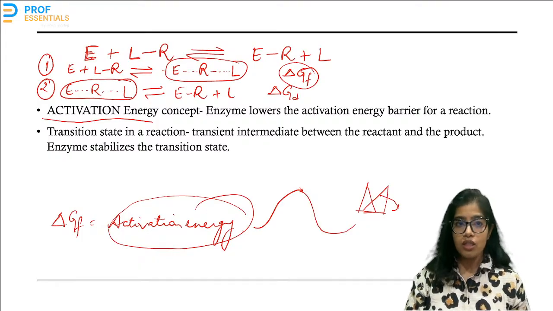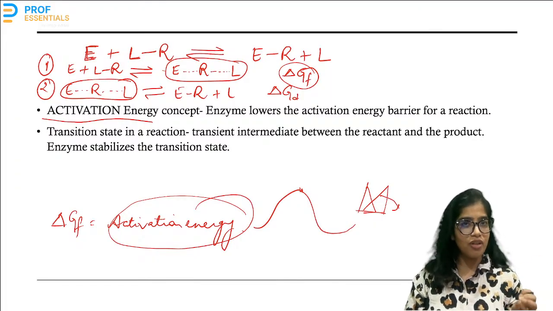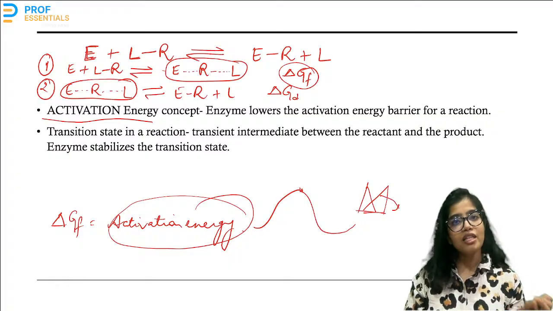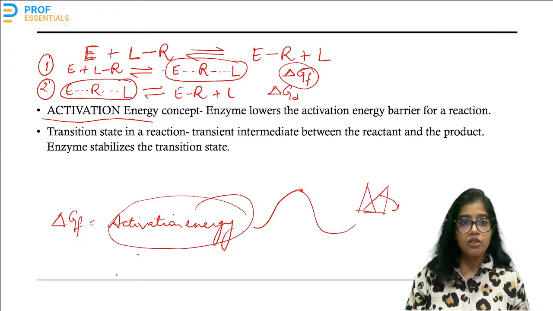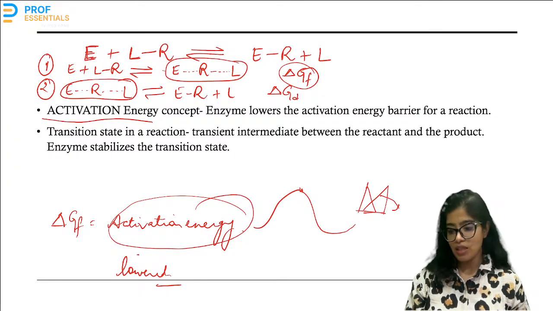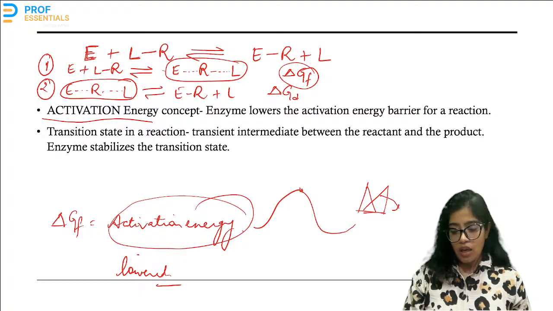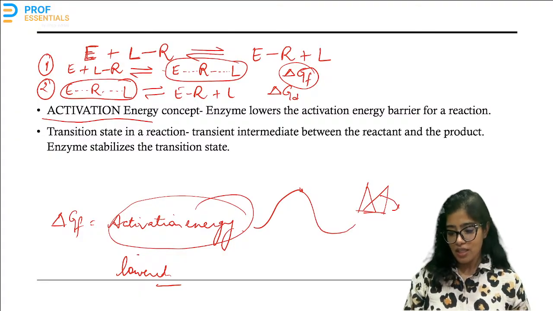Now, what is the function of an enzyme in a reaction? Every reaction is going to have some kind of activation energy. The function of an enzyme is that it lowers the activation energy threshold for a reaction. That means the amount of energy required for a reaction to proceed is lessened by the introduction of an enzyme in the system. Understood? This is in general the function of an enzyme.